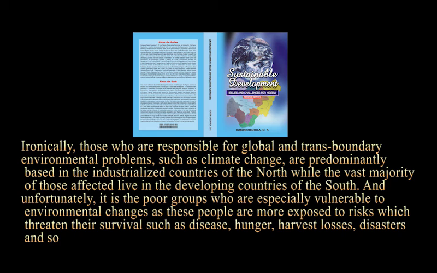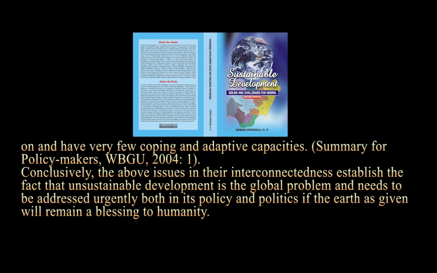And unfortunately, it is the poor groups who are especially vulnerable to environmental changes, as these people are more exposed to risks which threaten their survival, such as disease, hunger, harvest losses, disasters and so on, and have very few coping and adaptive capacities. Summary for policy makers, WBGU, 2004, 1. Conclusively, the above issues in their interconnectedness establish the fact that unsustainable development is the global problem and needs to be addressed urgently, both in its policy and politics, if the Earth as given will remain a blessing to humanity.